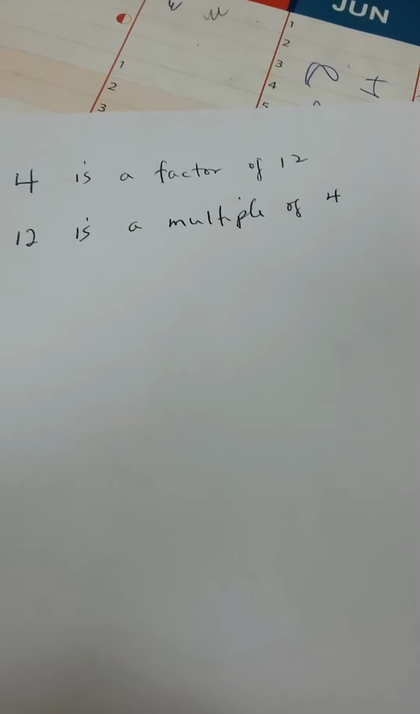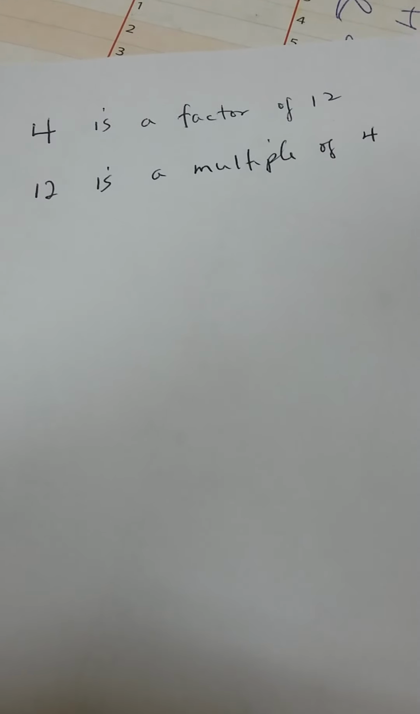And the clue I would have given you is m for multiple and m for more. Alright, if we count in 4s, we had 4, 8, 12. 4 can go into 12, so 4 is a factor of 12, but 12 is a multiple of 4.